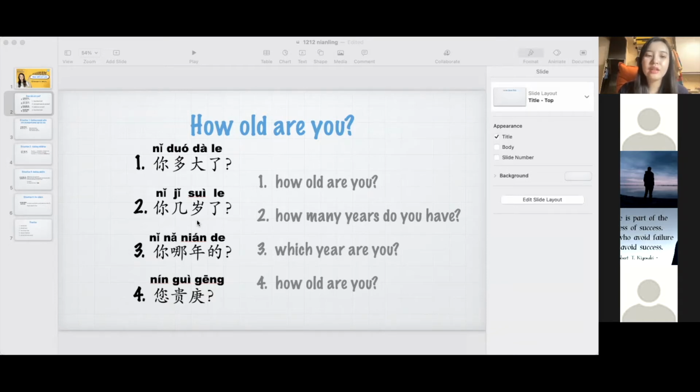你哪年的? The third one is pretty often used for adults in any situation. 你哪年的? Which year were you born? And if you want to ask people who are apparently older than you, or people you don't know, strangers, your boss, anyone, please use the respectful form. 您哪年的? And the last one is really an exceptional situation, only for elders, only for really, really old people. 您贵庚? So these are the 4 situations for asking about age.